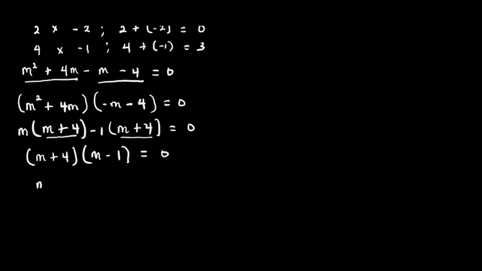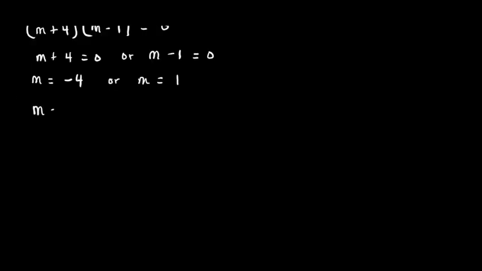So you can see either m plus 4 is equal to 0 or m minus 1 is equal to 0. And from here, m is equal to minus 4 or m is equal to 1. But we know that m is equal to 2 to the power of x, right? So we need to replace m with that. So 2 to the power of x equals minus 4, or 2 to the power of x equals 1. So now this first equation gives no solution.